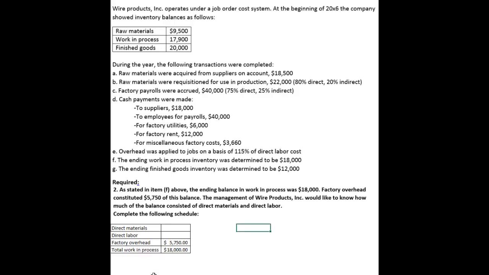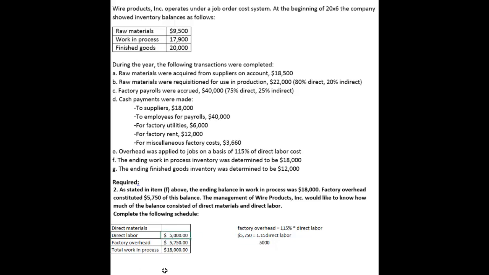So I could set up a formula that looks like this. I could say factory overhead equals 115% times direct labor. I don't know what direct labor is, but I know my factory overhead given to me here is $5,750, and that equals, if I convert the percentage to a decimal, 1.15 times direct labor. And so I just solve for direct labor. I divide the 5,750 by 1.15, and I know exactly how much my direct labor is.